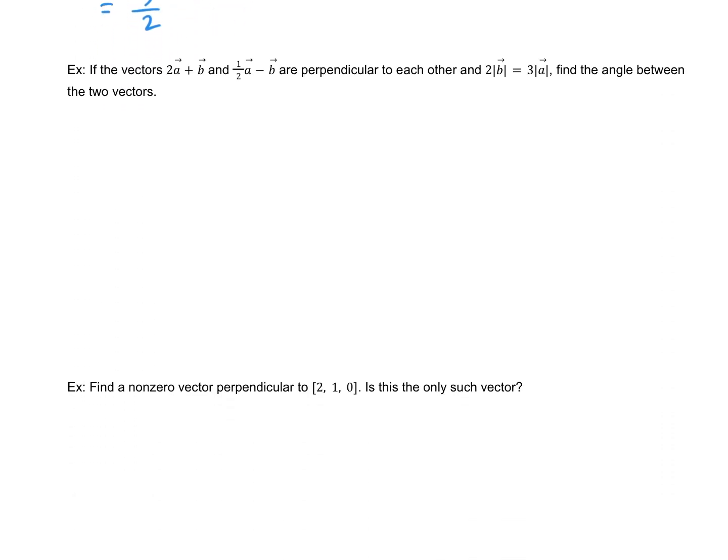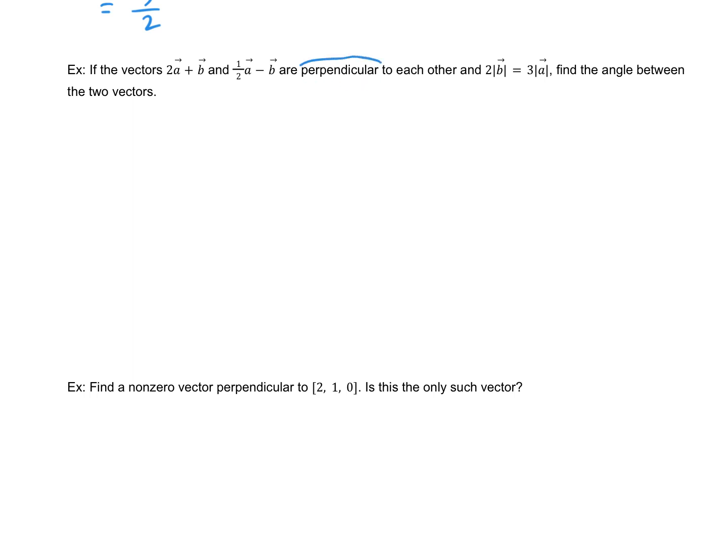All right, next example. If the vectors 2a plus b and 1/2 a minus b are perpendicular to each other, and 2 times the magnitude of vector b is equal to 3 times the magnitude of vector a, find the angle between the two vectors. So right now we're talking about the angle between vectors a and b, not the angle between these two vectors, because we know they're perpendicular. So the angle is 90.